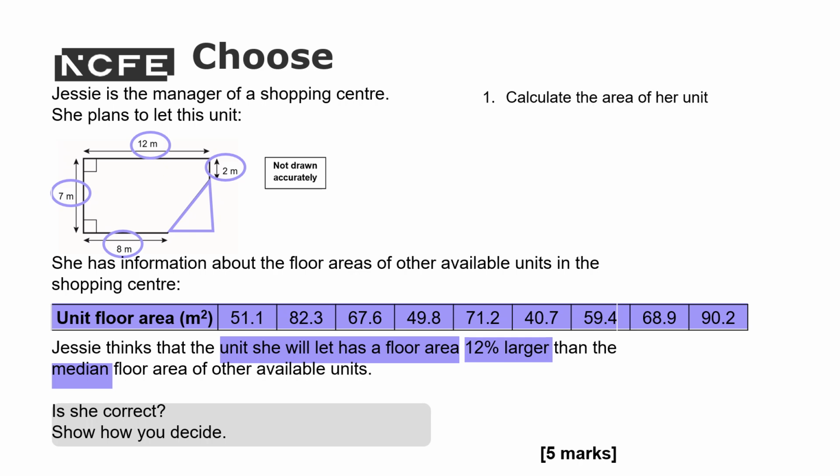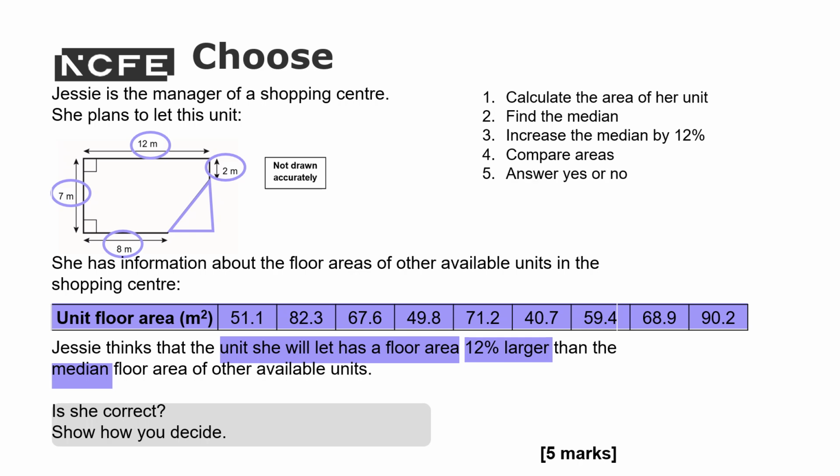Firstly, I'm going to calculate the area of her unit, the unit from that diagram. Next, I'm going to find the median of the values in the table. Then I will increase the median by 12%. I'll make a comparison between those areas, and I'll give a final answer of yes or no.